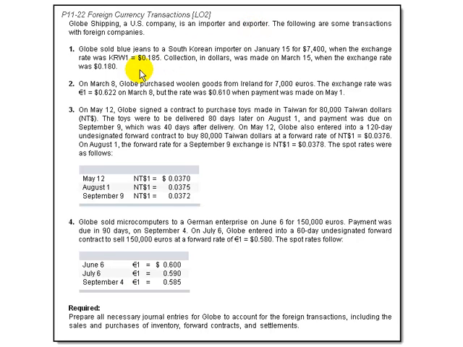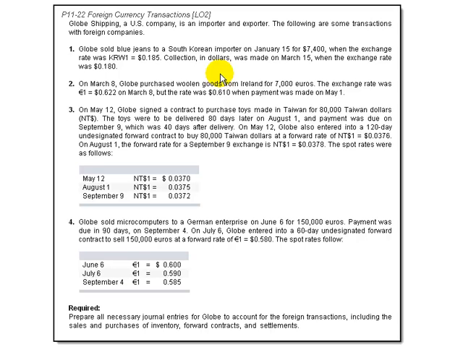Okay, so the first one is, and I'll just try to move this out of the way, Globe sold blue jeans to a South Korean importer on January 15th for $7,400, when the exchange rate was KRW1 was equal to 0.185. Okay, so we'll assume that KRW1 is the foreign currency, the South Korean dollar. And I can't remember the name offhand, so we'll just call it the KRW1.